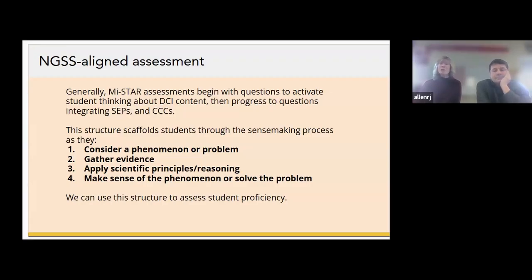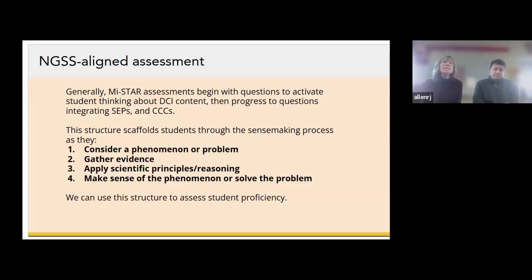And then the last thing we're going to do is ask them to make sense of the phenomenon or solve the problem, usually using the lens of the CCC. So explain it using cause and effect or structure, function, that sort of thing. So this really helps us when it comes to assessment, because as students work through this sense-making process, they're going from the easiest things, the simplest things, to more sophisticated, which can really help us as we go to grade.